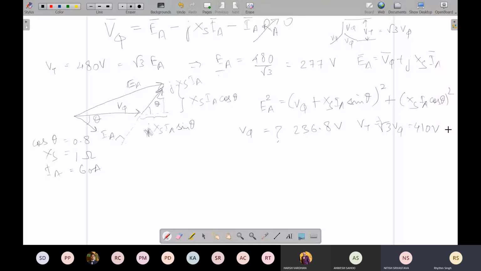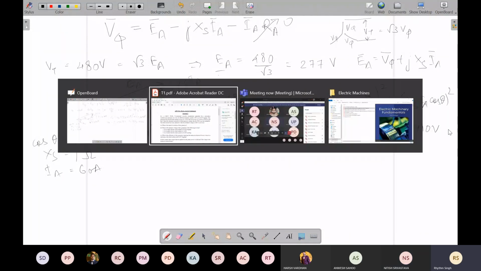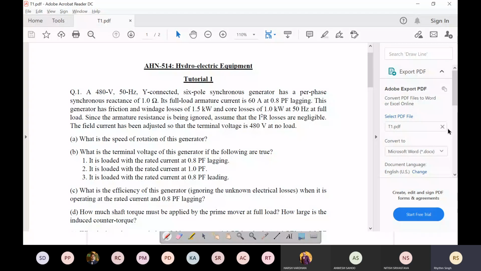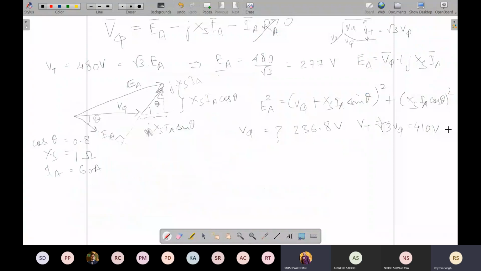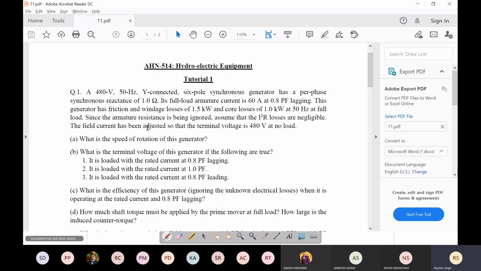Same way, solve for the other two parts now. Now I think you can do the other two parts: when there is unity power factor, and another case when there is 0.8 power factor leading. In the leading case, IA will be above Vφ. Correct, in that case your IA will be above Vφ. So try it out and let me know.